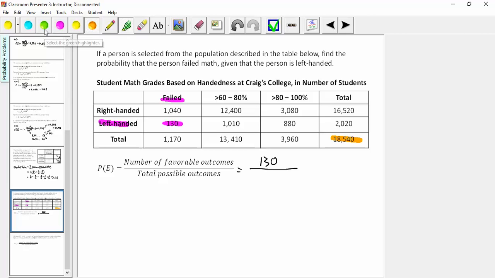But there's one other possibility, and that's this one. Let's see, these are all left-handers. That sounds good. And it's the total number of left-handers. There's our number that we want. We want to divide that 130, the number of left-handers who failed, by the total number of left-handers. And that's 2020.